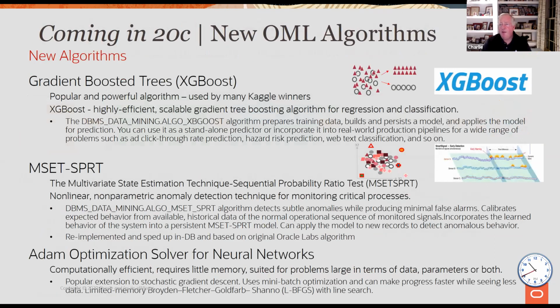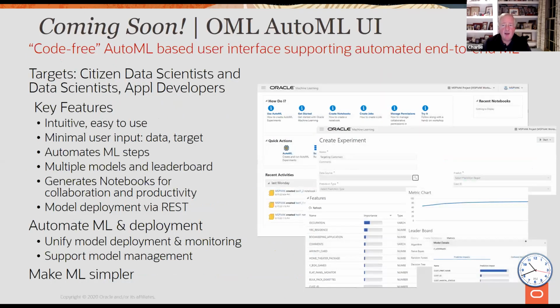And so that's coming. There are also these new algorithms, gradient boosted trees. XGBoost is what we call it. It's won many Kaggle competitions, or been used to win many Kaggle competitions. There's also this process monitoring technique called MSET, multivariate state estimation technique. The classical use over the years has been monitoring nuclear power plants to make sure everything's going along smoothly, with no real problems. We've also got some faster solvers for the neural networks and a few other things.